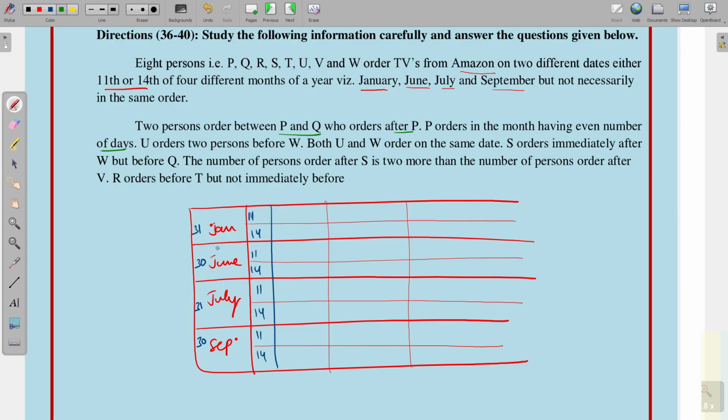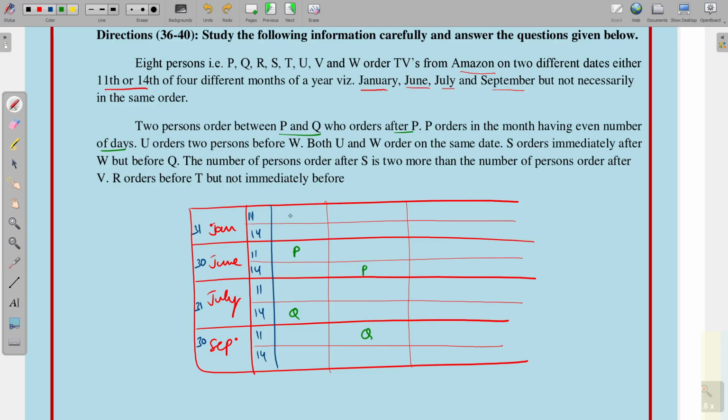So it means P orders in June. Suppose P here. So between P and Q there are 2 persons. Here Q is placed. Next, U orders 2 persons before W. Both U and W order on the same date, either 11 or 14. Suppose U orders on 11 and W also 11. Suppose U is placed here.